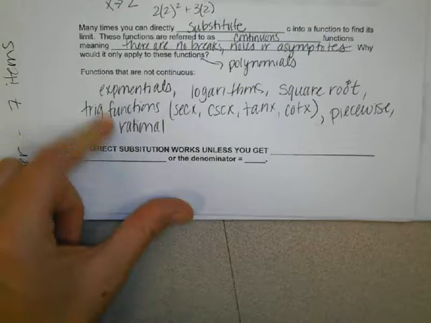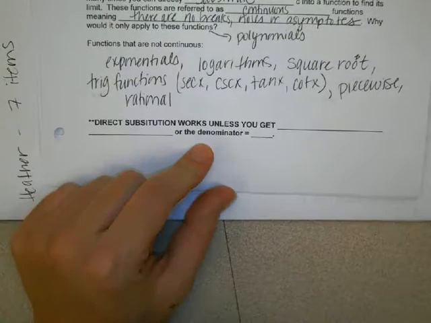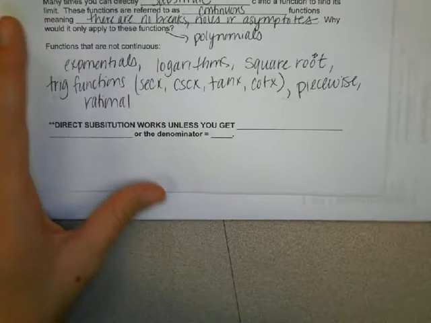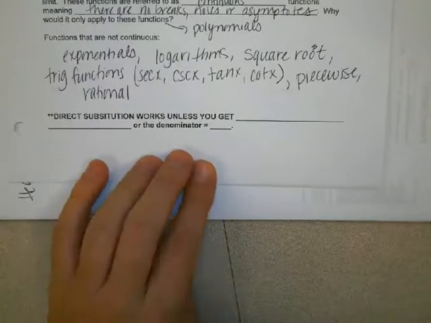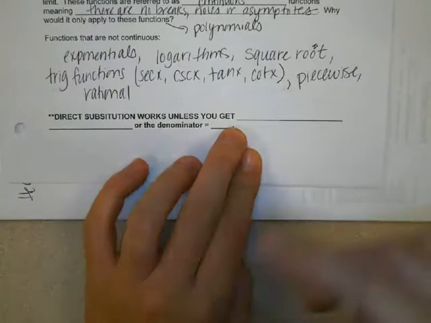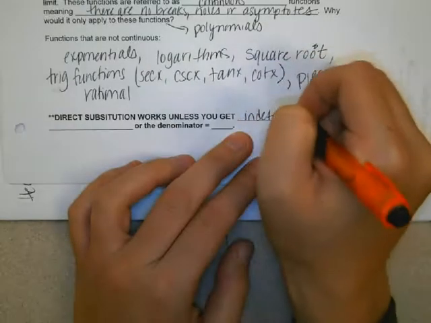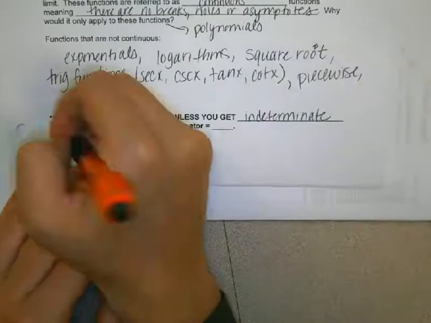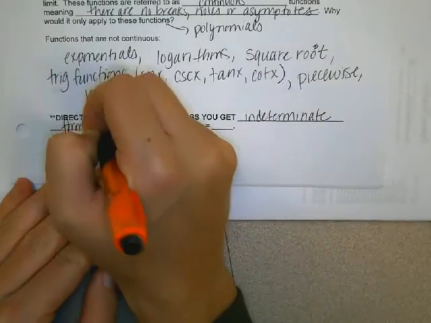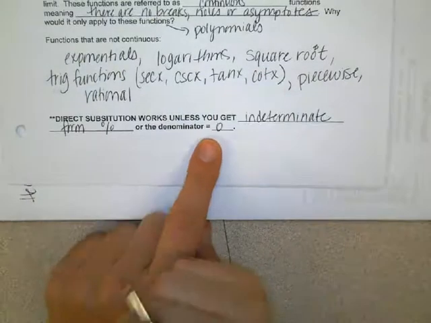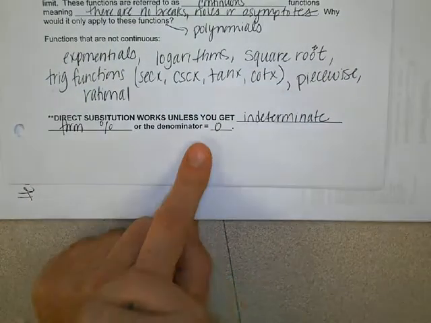Okay, direct substitution works. So when you're trying to find limits, you'll actually find that the first step that we always try is directly substitute, because a lot of times it works. So it'll always work unless you get indeterminate form, which is 0 divided by 0, or if the denominator equals 0. So our first step to finding limits is we always try to directly substitute first.